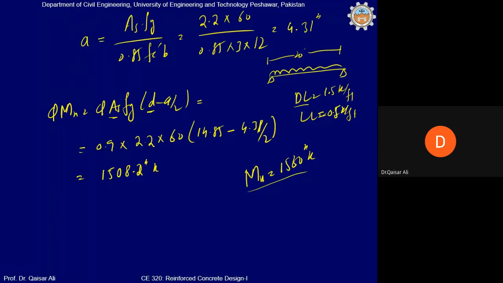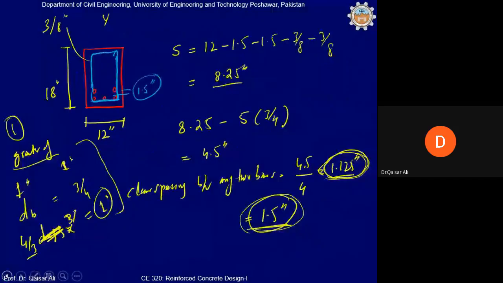Now you can see that. Do you remember this? Yes, sir. If you see the capacity, the actual capacity is coming less than the demand, which is 1560 inch kip. What will you do? Increase D. But you cannot increase D, right? Increase the area of steel, an extra bar. Yes. We will provide an extra bar in the beam.